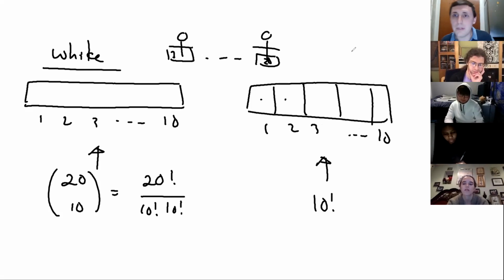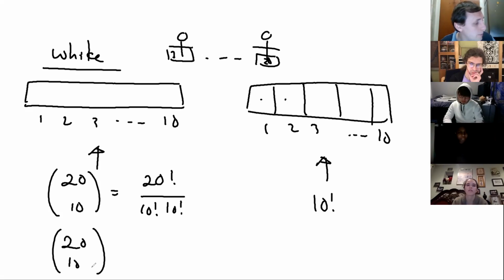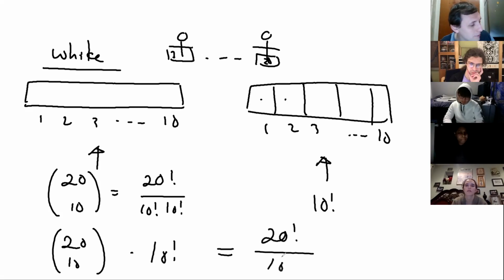By the way, maybe somebody did answer it right. I don't remember if I saw it. Yes, sorry, I did. So Sarah, you are right. My apologies if I said something else. So the answer is 20 choose 10, my apologies, times 10 factorial, which is 20 factorial divided by 10 factorial.